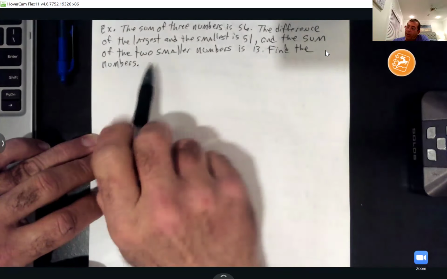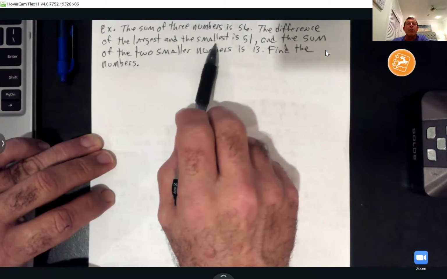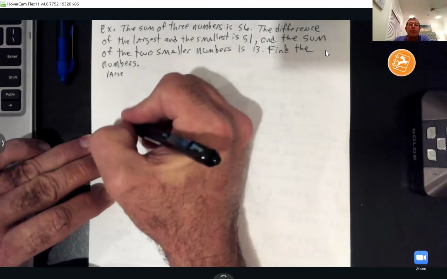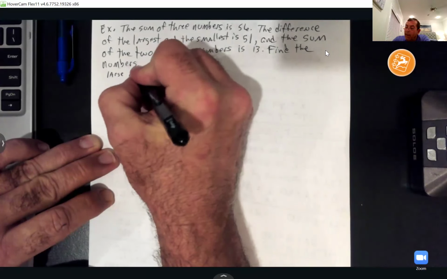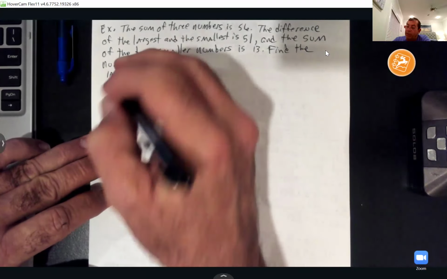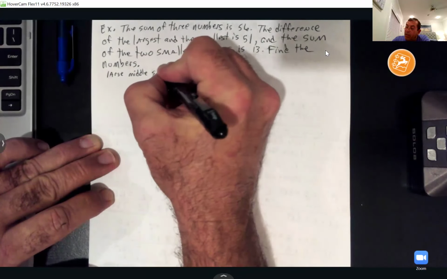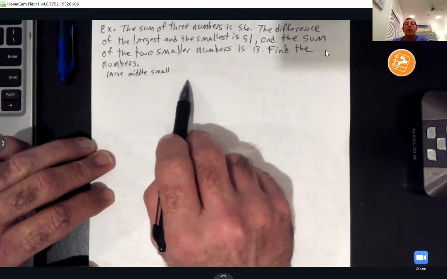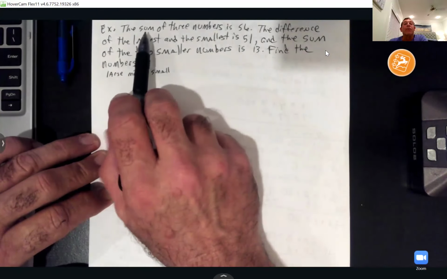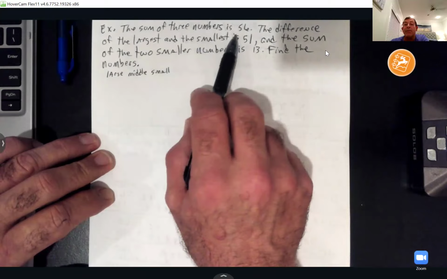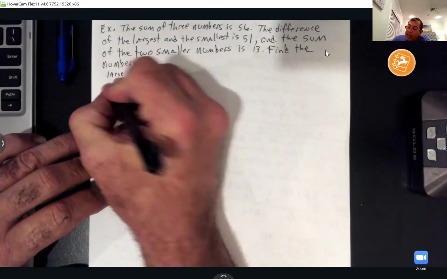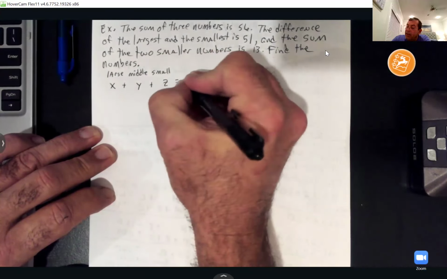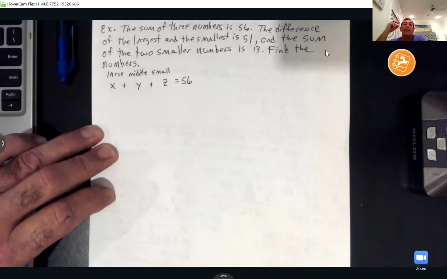So let me tell you what I'm going to do here, because this is talking about large numbers, small numbers. So what I do is I'm going to let the X column be my largest number. I'll let Y be my middle number. And then my smallest number will be my Z. So I'm going to call these X, Y, and Z, and each one of them will have a number they're equal to. So the first sentence, the sum of three numbers is 56. That's going to be your X plus your Y plus your Z is going to equal 56.